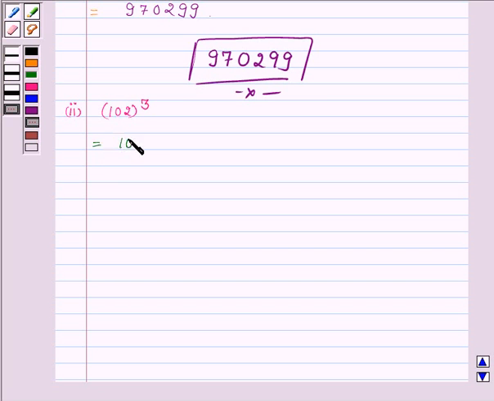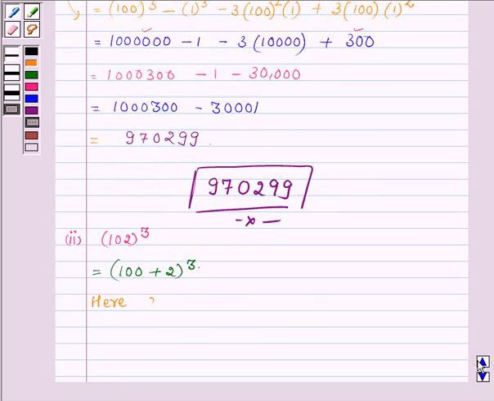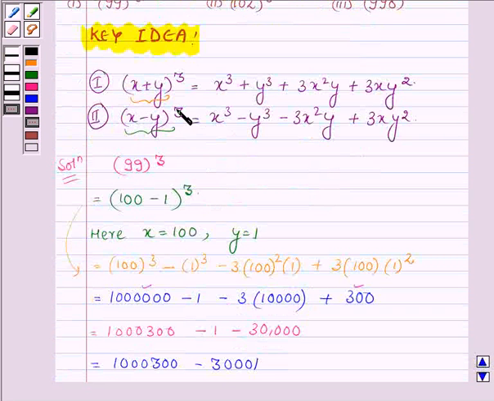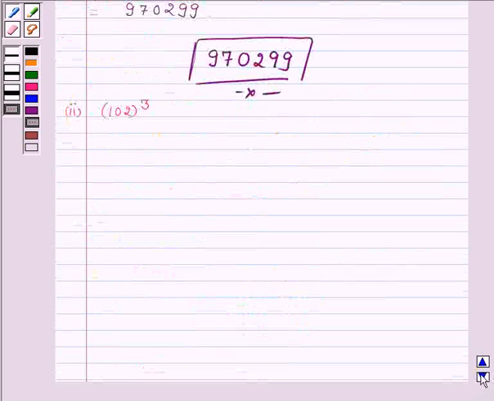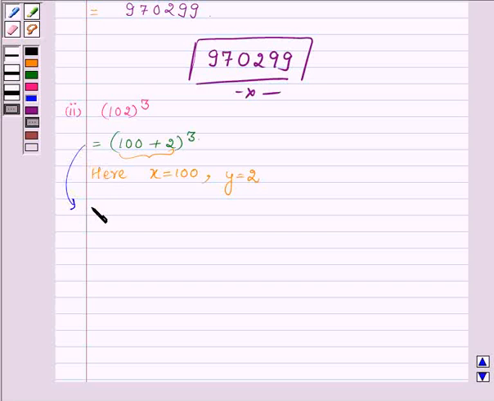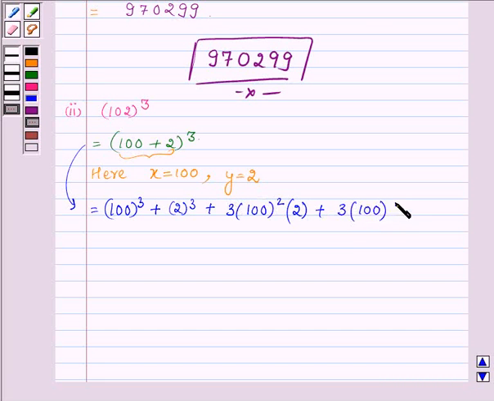Now 102 can be written as (100 + 2) whole cube, and on comparing it with the first identity, so (x + y) whole cube is equal to x cube plus y cube plus 3x square y plus 3xy square, we find here that x is equal to 100 and y is equal to 2, and on applying this identity, we have 100 whole cube plus y cube, that is 2 whole cube, plus 3 x square, that is 100 square into y, plus 3 x y square, that is 2 square.